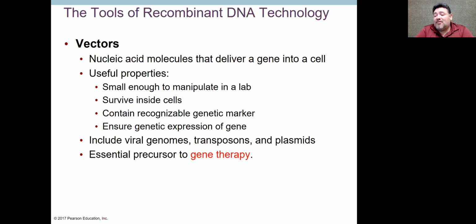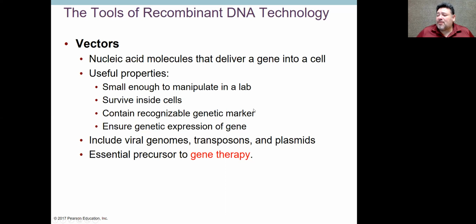So one of the main problems in delivering genetic material as a possible medication is to have it survive inside the cell. It is not easy to do, okay? So survive inside the cell.